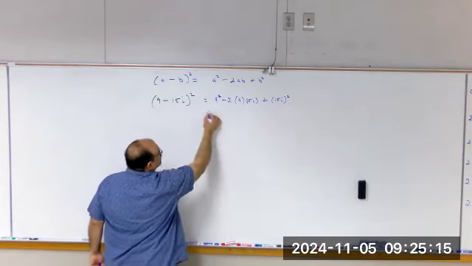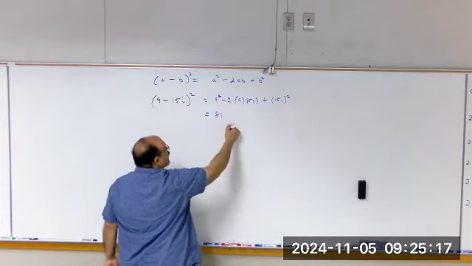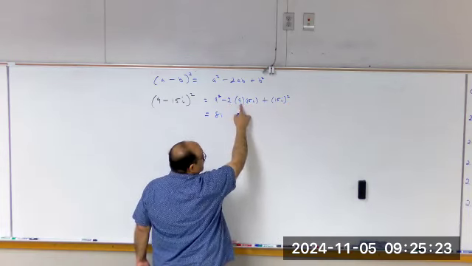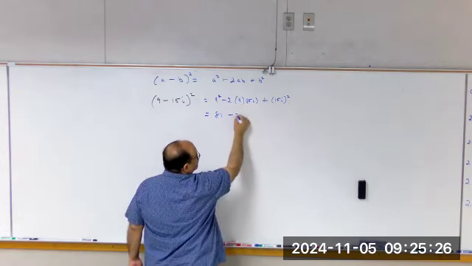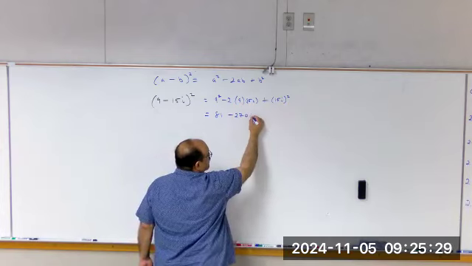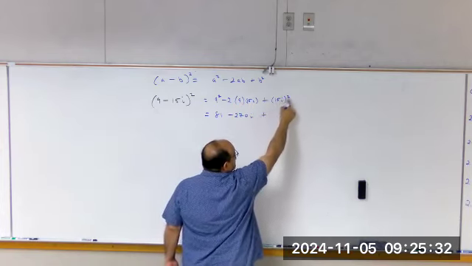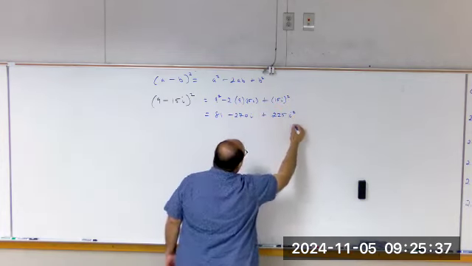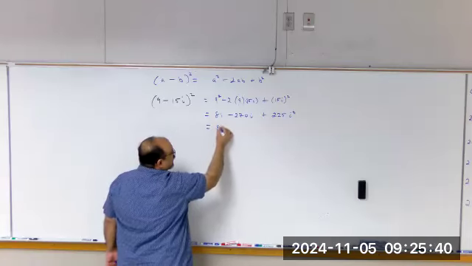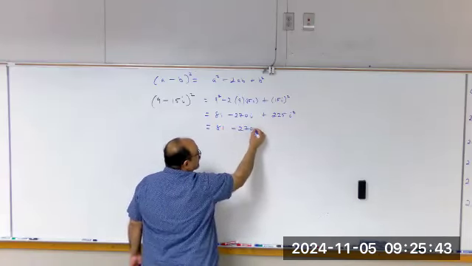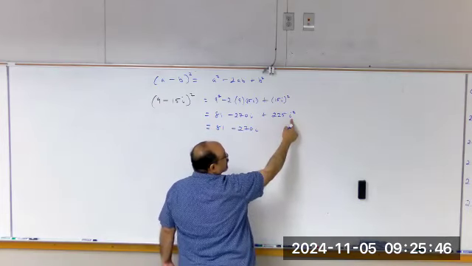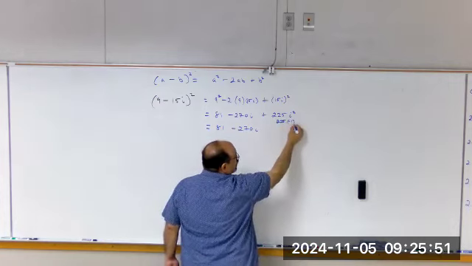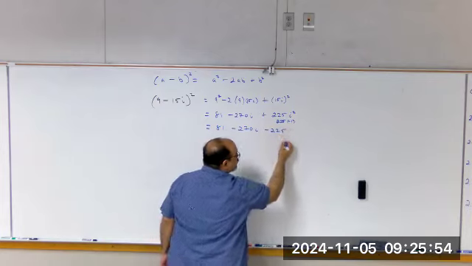9 squared, so that's 81. Now, I'm looking at this, I'm going to go 2 times 15 is 30. 30 times 9 is 270. So minus 270i. And this is 15 squared is 225 times i to the second. So this equals 81 minus 270 times i. And then what's i squared? Negative 1, so that's 225 times negative 1, so minus 225.